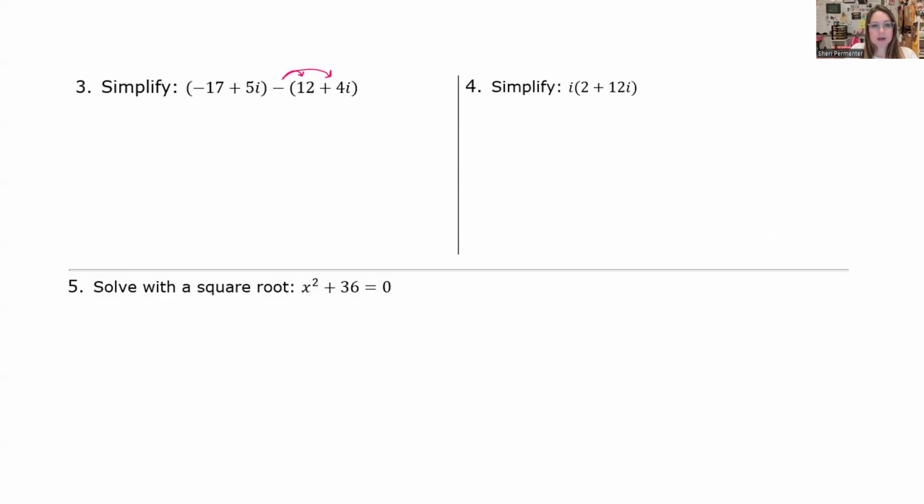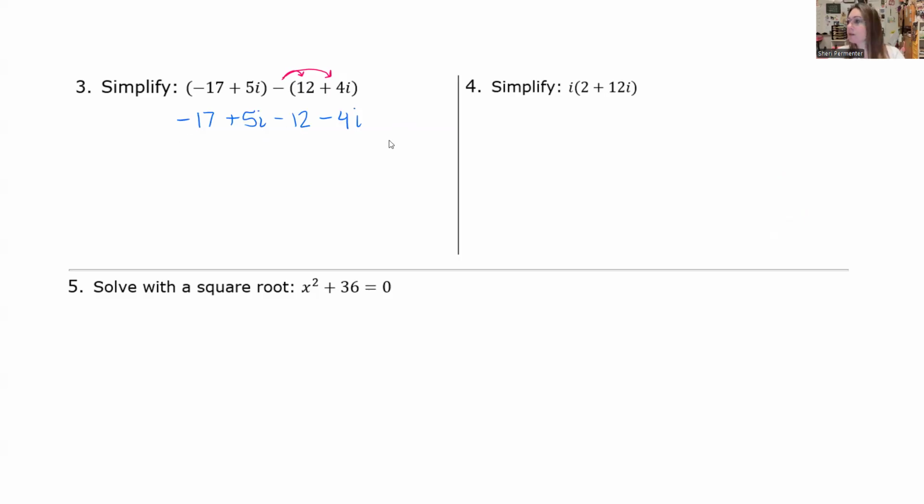The first set of parentheses I rewrite because nothing changes. And if one of these was a negative, it would become positive. Now I'm just going to combine like terms. So all I'm going to do is rewrite these pieces underneath these pieces. So the real piece, or just the number by itself, has to be written with the real piece. And the imaginary piece has to stay with the imaginary piece.